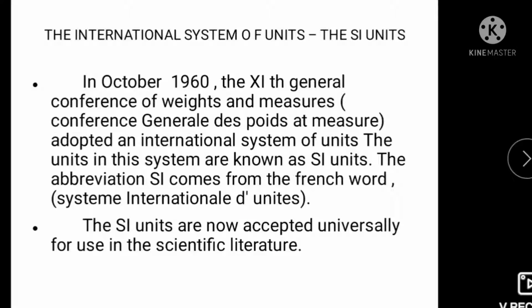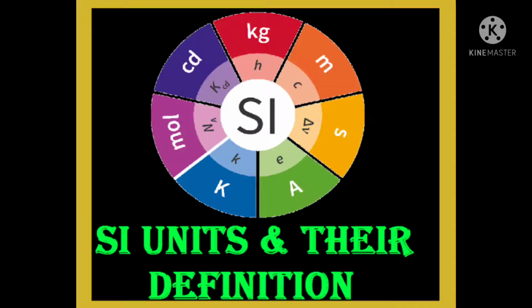To make the measurements more scientific, convenient and uniform, based on the metric system, a new system was established in October 1960: the International System of Units, the SI units. This was established by the 11th General Conference of Weights and Measures. The SI unit system has 7 base units. Next, we are going to study the 7 base SI units and their definitions.